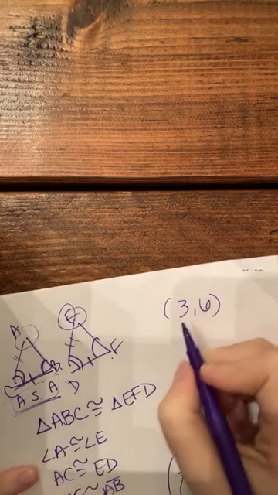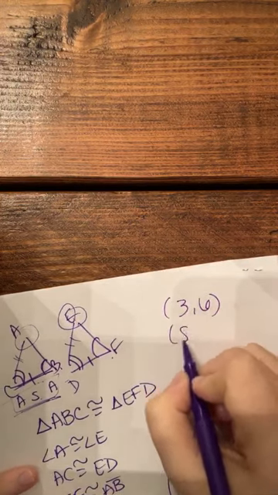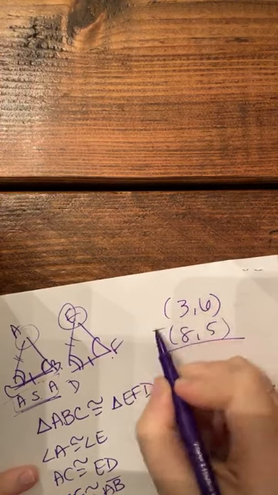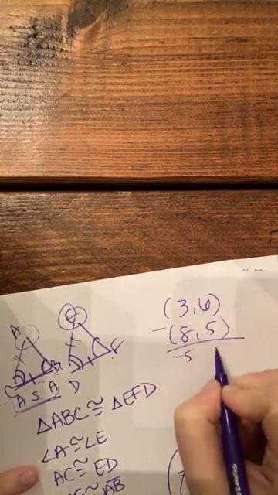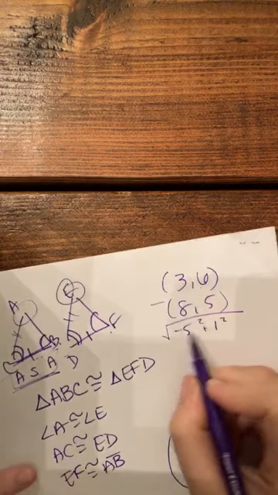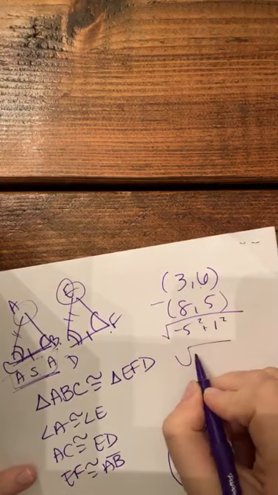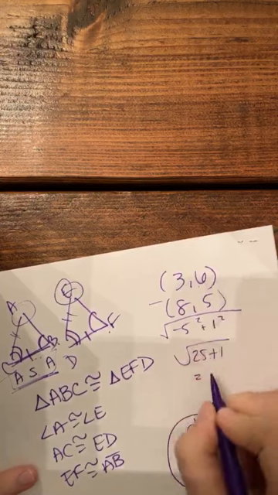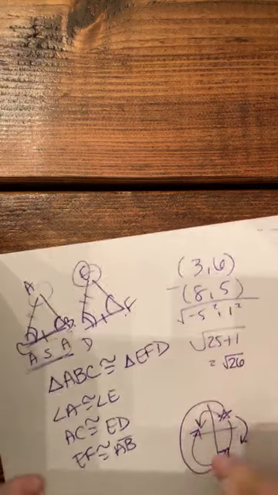Hold on. Let me do the distance formula first. 3, 6, 8, 5. Find the distance, you're taking the difference. 3 minus 8 is -5. 6 minus 5 is 1. Square it, add it, take the square root. Make sure when you square the negative, you keep it positive. So 25 plus 1. So the distance between these 2 points would be root 26.